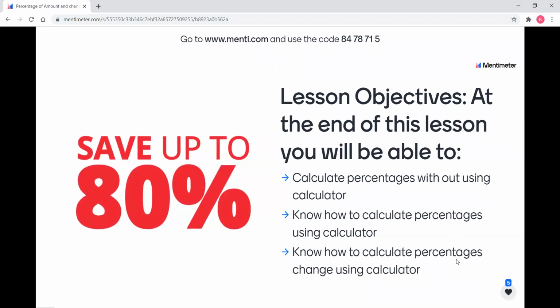Okay, so there are some sections where we do a Menti quiz. And at the very end of this lesson, we're going to do a Kahoot quiz. So I hope you enjoy the lesson.